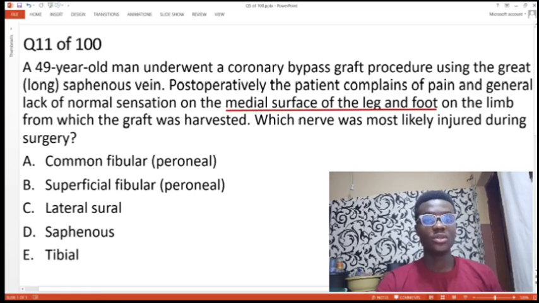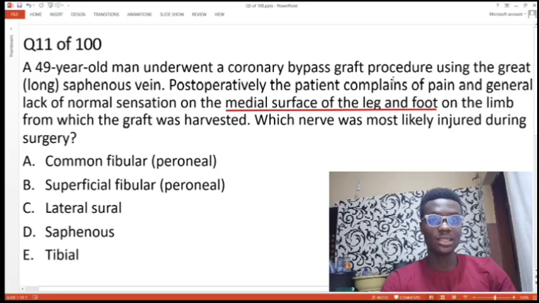Now, one of the things that we must establish is that the great saphenous vein is the vein that is used for coronary artery bypass grafting, and the nerve that lies very close to this vein is the saphenous nerve. The vein runs medially from the medial margin of the sole of the foot, anteriorly to the medial malleolus, and then goes up to terminate into the femoral vein at the saphenous opening. So the nerve that runs at the front of this great saphenous vein is actually the saphenous nerve.